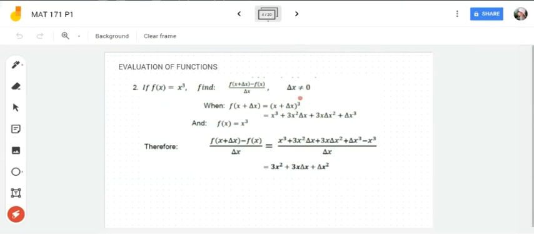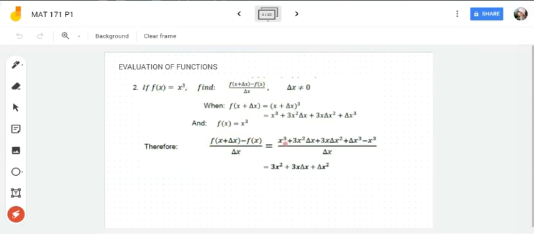Okay, and if we cube this expression, or raise it to 3, your answer will become x cubed plus 3x squared delta x plus 3x delta x squared plus delta x cubed. On the other hand, if you get the function of x here, f(x) is simply equal to x cubed, since it is the same here. And right now we will be finding this expression: f of x plus delta x minus f of x, over delta x.